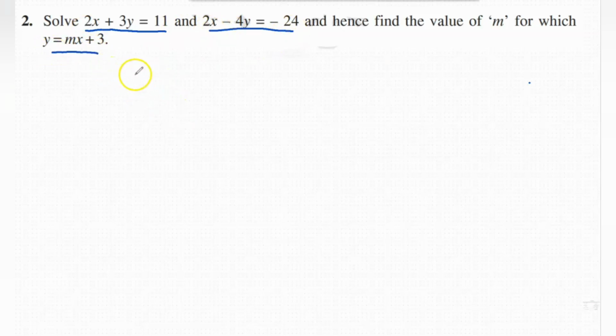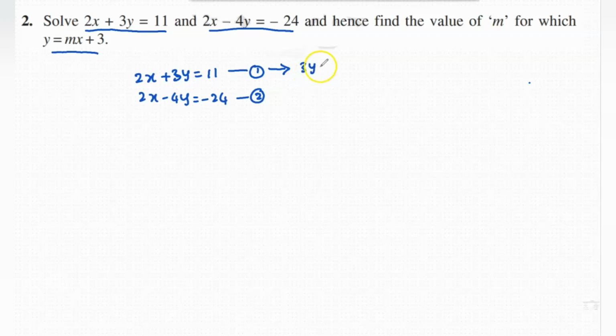Okay, let's start. Let us take the first equation, 2x plus 3y is equal to 11. Let it be the first equation. And 2x minus 4y is equal to minus 24 is the second equation. Okay, from the first equation we will find out the y value. So from here we write 3y is equal to 11 minus 2x, sending 2x to the other side. So y is equal to 11 minus 2x by 3. So let it be equation number 3 and put this equation 3 in the second equation.